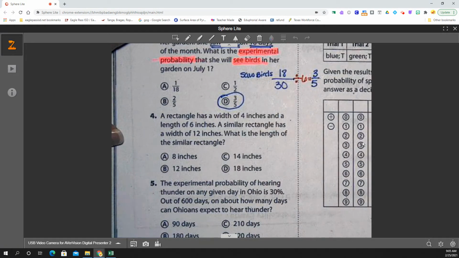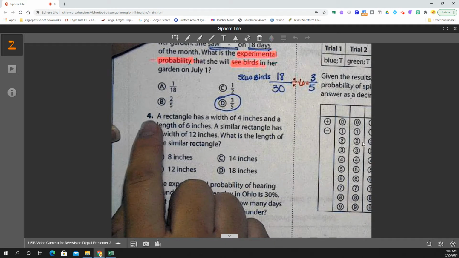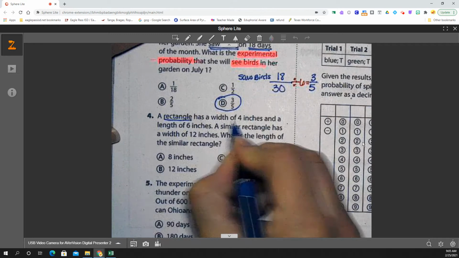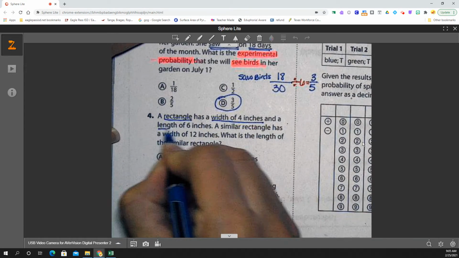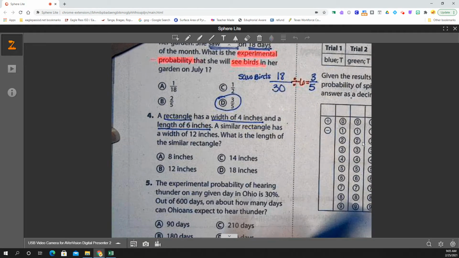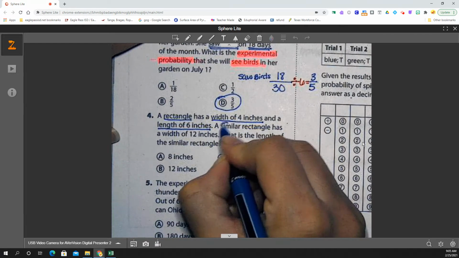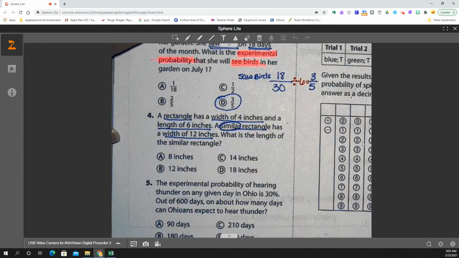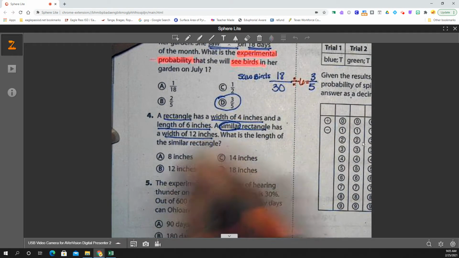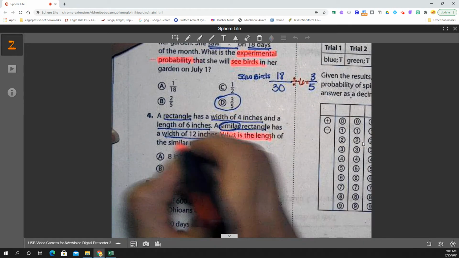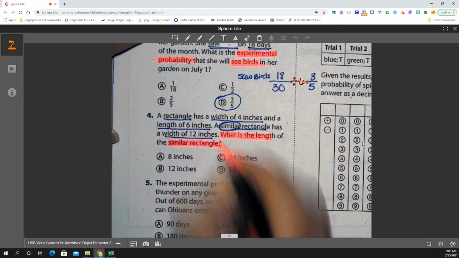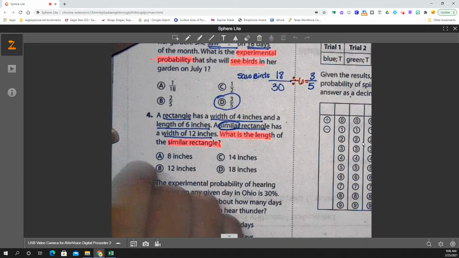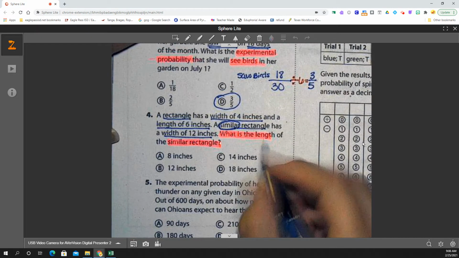Now that you have answered number 4, let's go ahead and work it out. A rectangle has a width of 4 inches and a length of 6 inches. A similar rectangle, here's a keyword, similar rectangle has a width of 12 inches. What is the length of the similar rectangle? Anytime you see similar and it's talking about shapes, we're going to do a proportion.